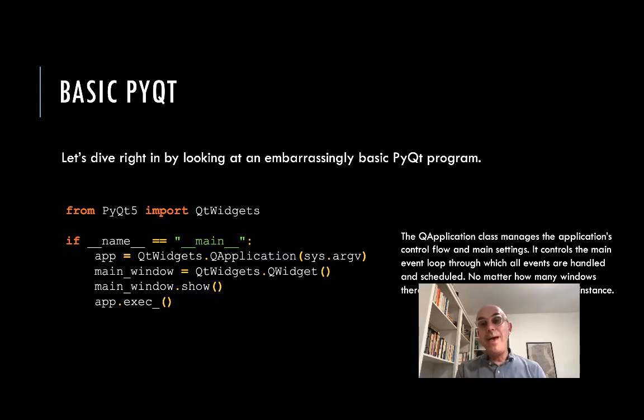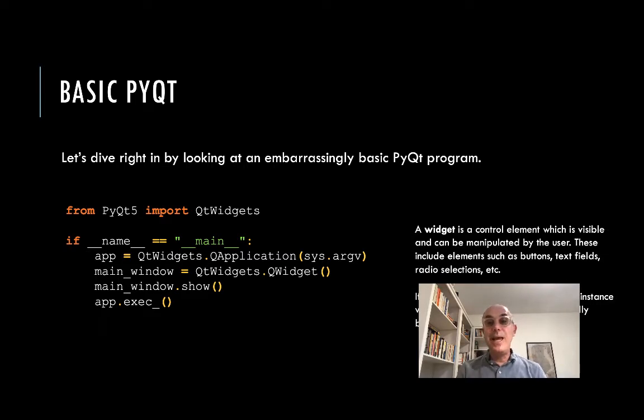So the QApplication class manages the application control flow and maintains settings, which means that it controls the main event loop through which all events are scheduled or handled. And no matter how many windows there are, there is only one QApplication instance. So in this case, this is the instance.